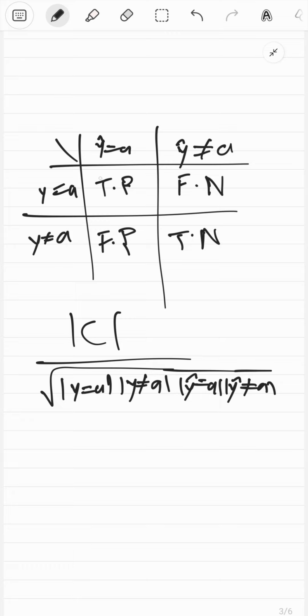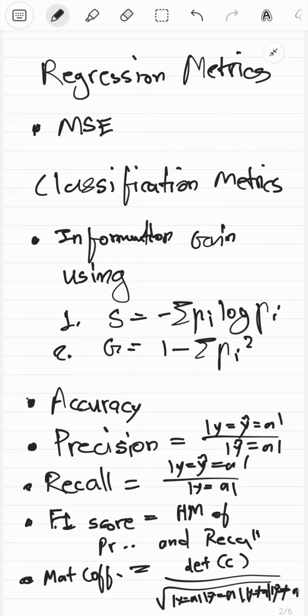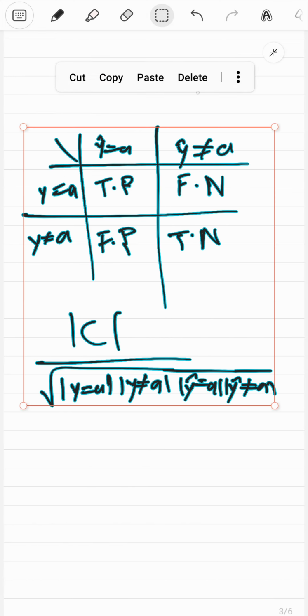So just multiply all of these sums and then you take a square root of that, and on the top you have the determinant. So that's the Matthews coefficient, just the determinant of the coefficient matrix upon the square root of y equal to a, y hat equal to a, and then y not equal to a, y hat not equal to a. And yeah, that's all the metrics for classification and regression.